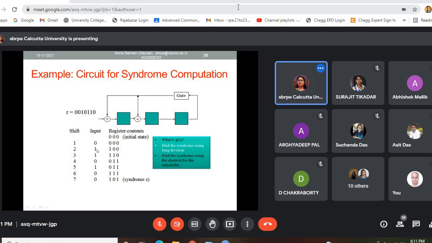Next shift is 1, so this register is 1. Previously it was 0, so this is 0, and this is also 0. Next is again 1. So what will be the register content? This is 1 and this is 1 as output. Previously it was 0, so 1 0 gives 1. Clear? So that's why 1 1 0.